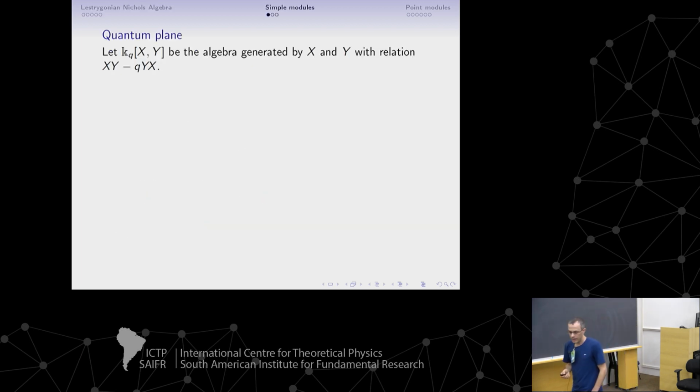Okay, now I start the second part, that is to classify the finite dimensional simple modules. I start with the quantum plane. Remember what is the quantum plane? The quantum plane is the associative algebra generated by X and Y with this relation, X and Y q-commute.